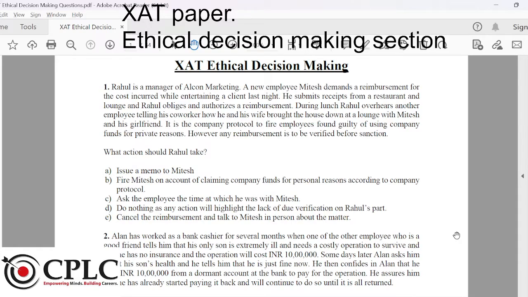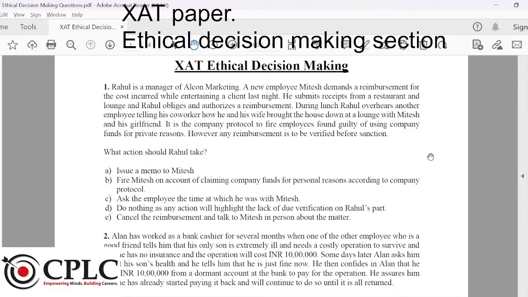C, ask the employee the time at which he was with Mitesh. Now this point comes into the picture because, as the line says, during lunch Rahul overhears, so he has only overheard that Mitesh took his friends along with him for dinner. Okay, so this is what he has overheard. He does not have any kind of proof wherein the employee told the manager, that is Rahul, or he found some evidence. Okay? So this might also be an answer.